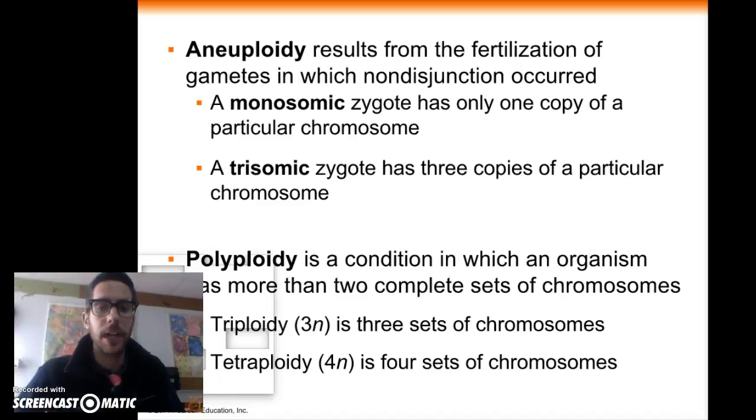To the same regard, a trisomic zygote has 3 copies of a particular chromosome, and that is normally what results if the gamete from non-disjunction where both chromosomes went bonds with a normal one. So instead of having just one chromosome from mom and one chromosome from dad, it's like getting one chromosome from mom and two from dad, or two chromosomes from mom and one from dad.